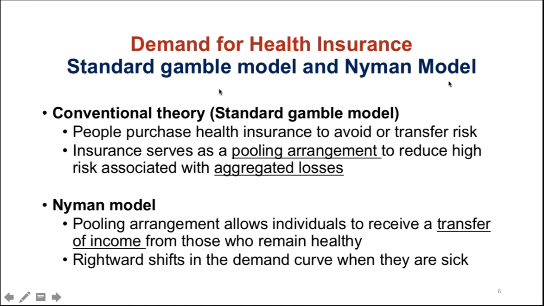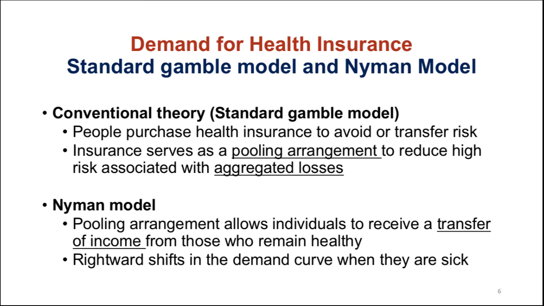The second one is a Neumann model, which we don't cover in this lecture. I just focus on this standard gamble model, which is more conventional, but I will briefly explain this model as well. The conventional theory, which is the standard gamble model, says that people purchase health insurance to avoid or transfer risk because most people are risk averse, and they buy insurance to avoid high risk.